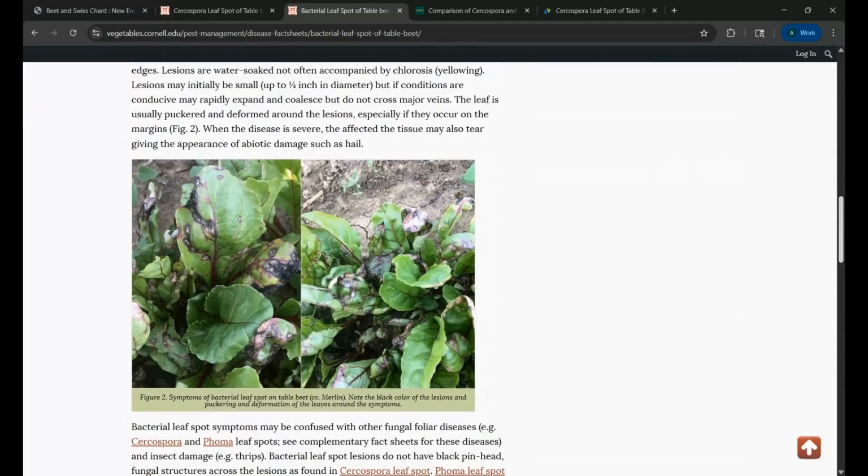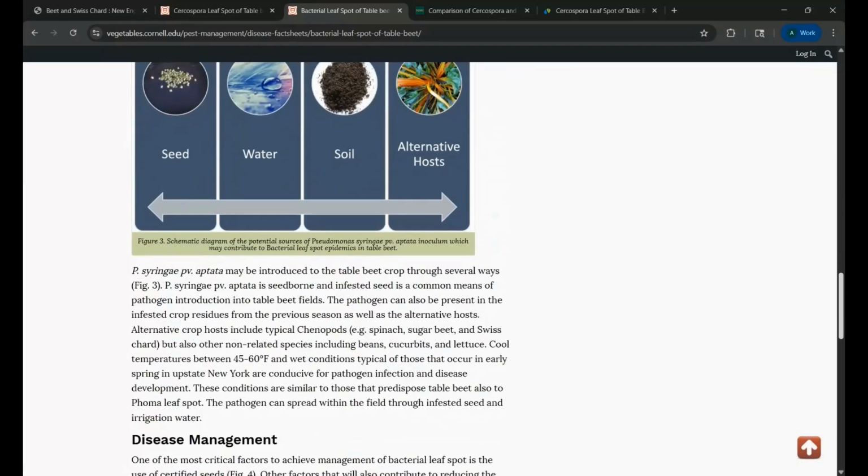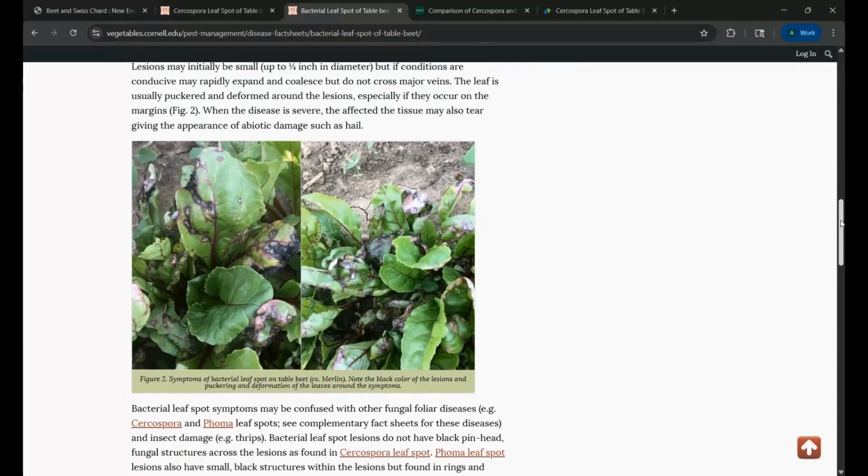So they say black color of the lesions, puckering and deformation of the leaves around these systems, like these irregular growths, things like that. You're not going to see those black pinheads when you zoom in. And also you'll see that almost all of these are limited by the veins. So you won't see those lesions cross over the leaf veins. And that's what we're talking about.